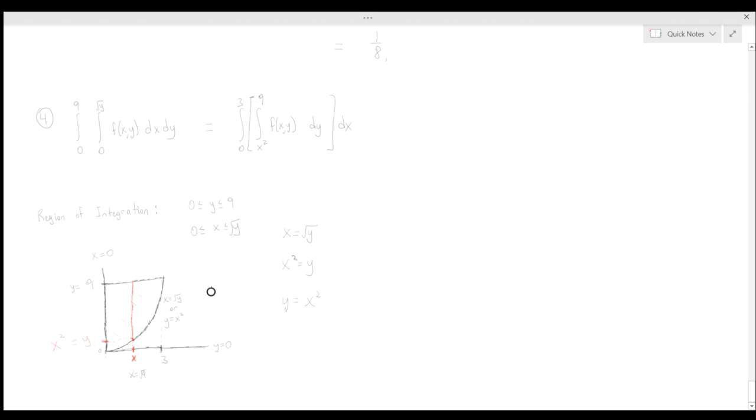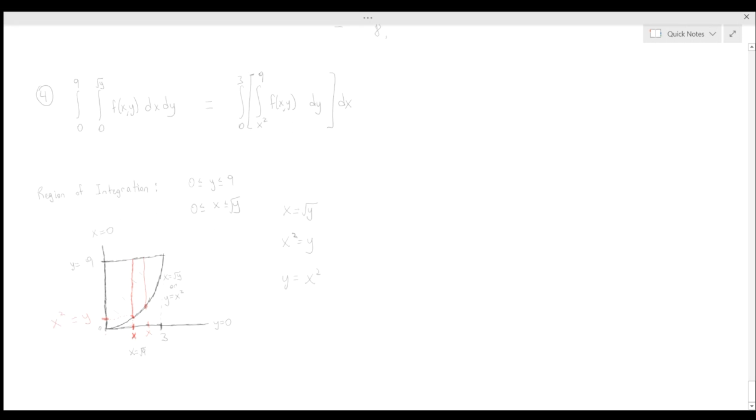And for every x between 0 and 3, you'll get the same lower bound of x squared for y and the same upper bound of 9. And so that's the idea of why the bounds on the inside were x squared to 9, okay?